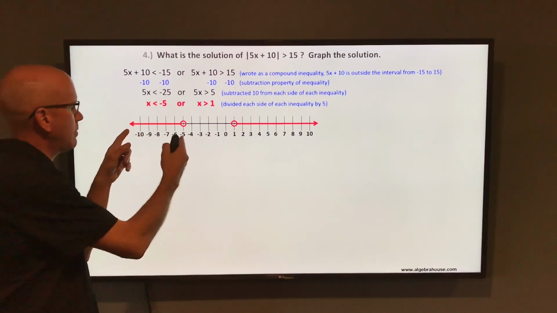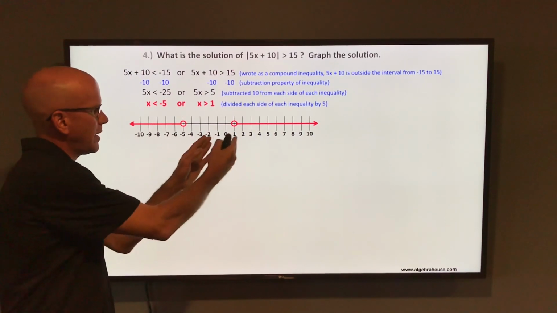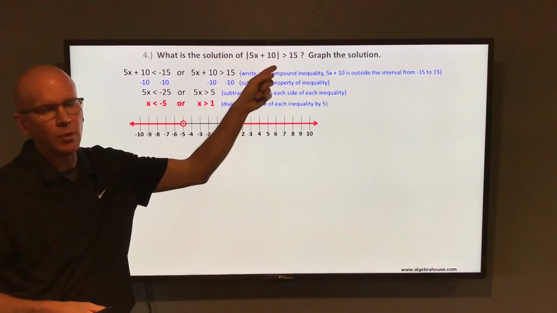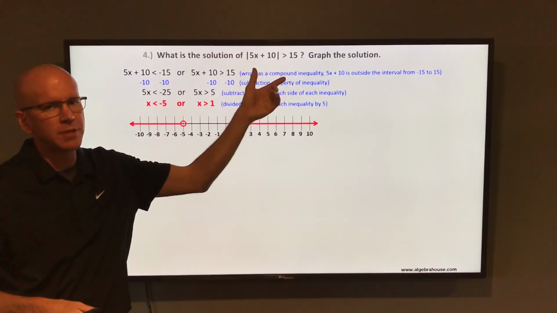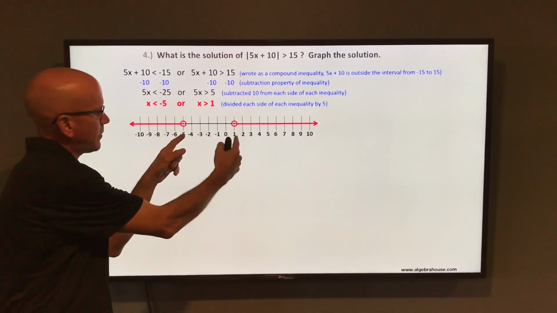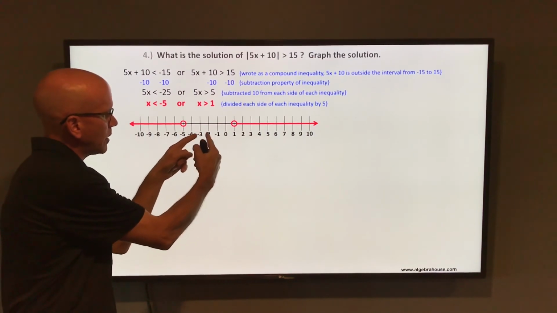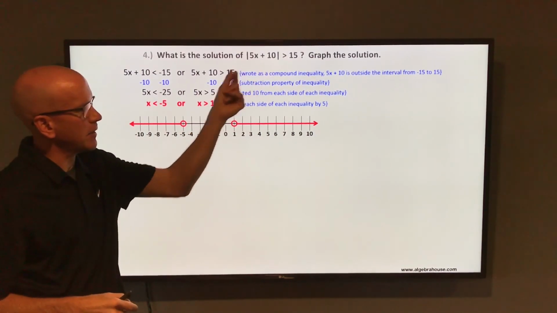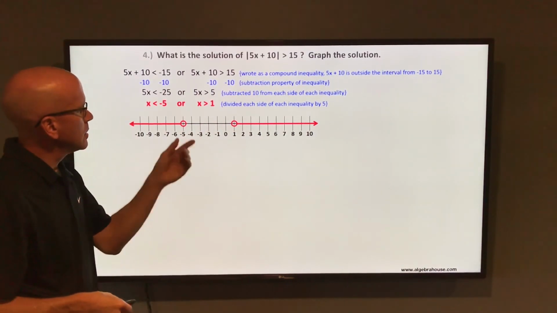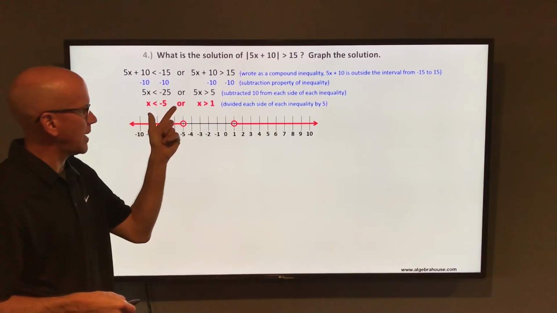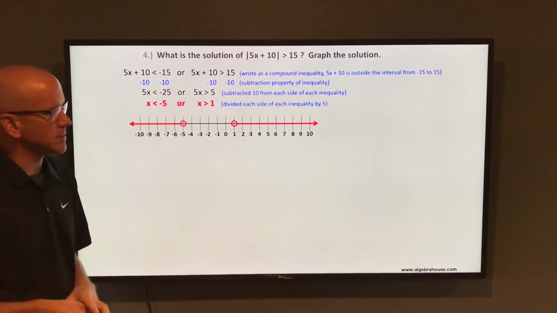You take any of those numbers, to the left of negative 5, to the right of positive 1, put them into the original inequality, you'll get a true statement. If you go from negative 5 to 1, including negative 5 and 1, so anywhere in here, put those in, it'll make a false statement. So the solution is x is less than negative 5, or x is greater than 1, and that is the graph of the solution.